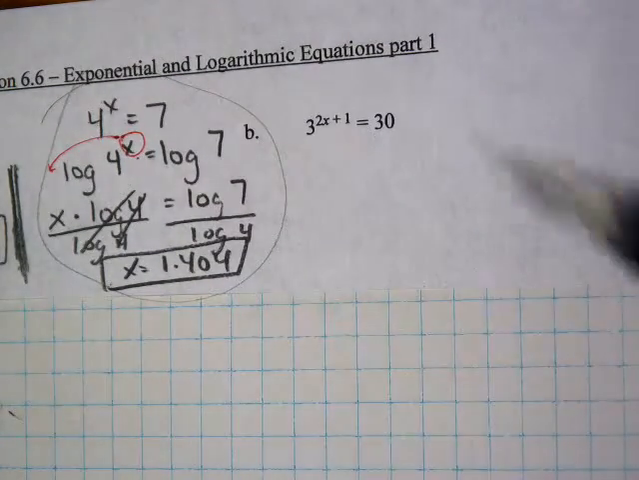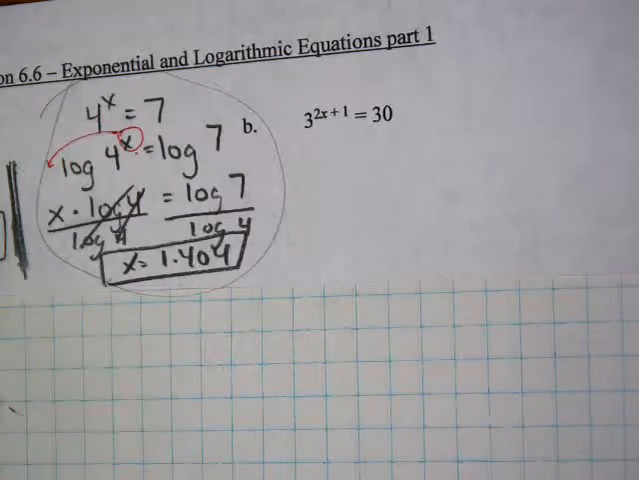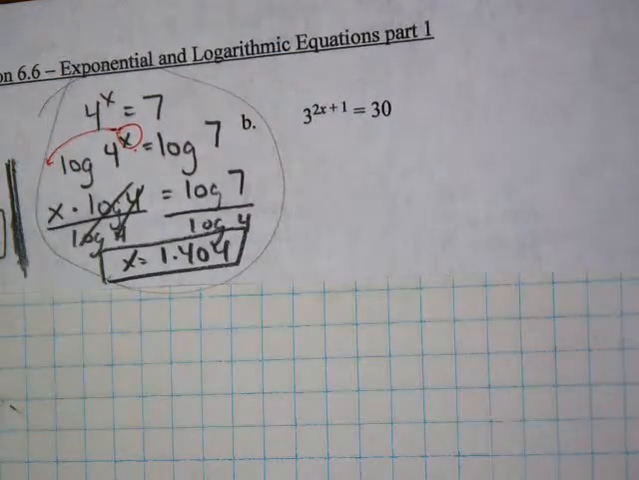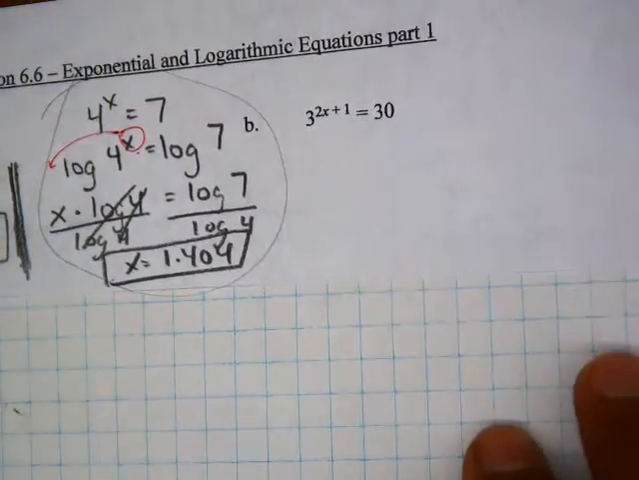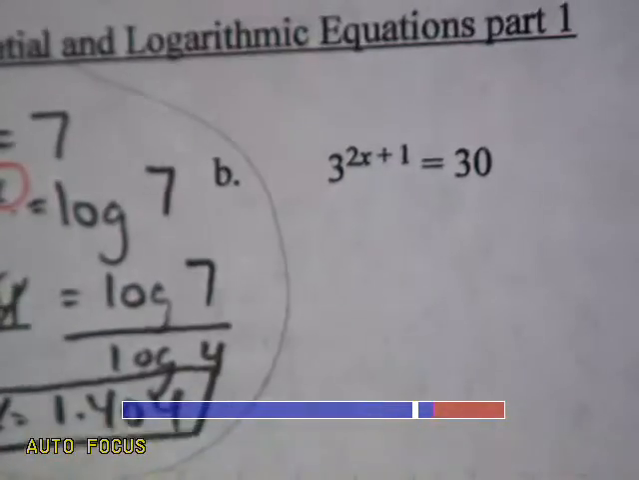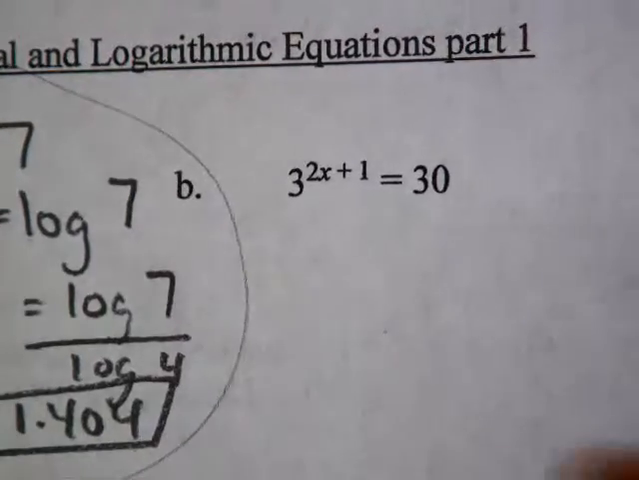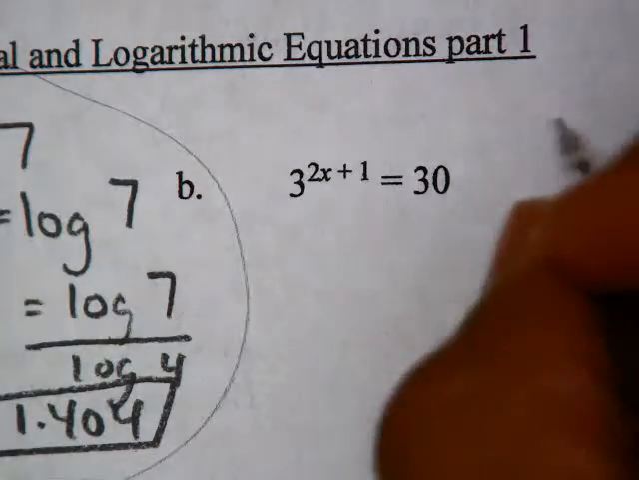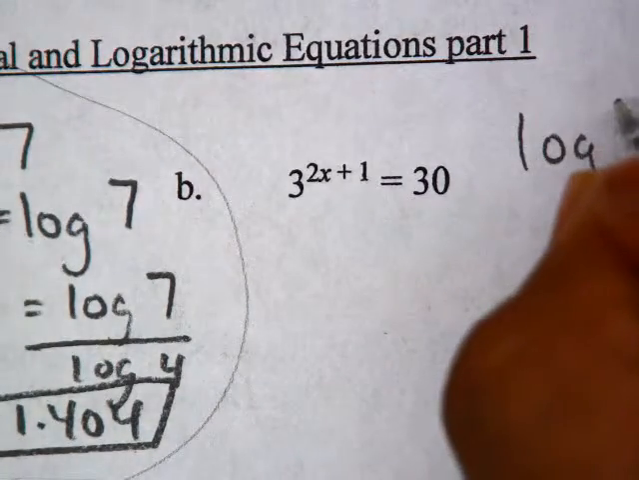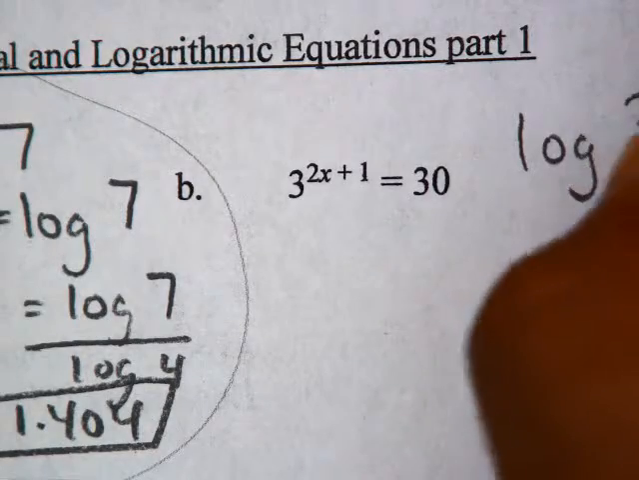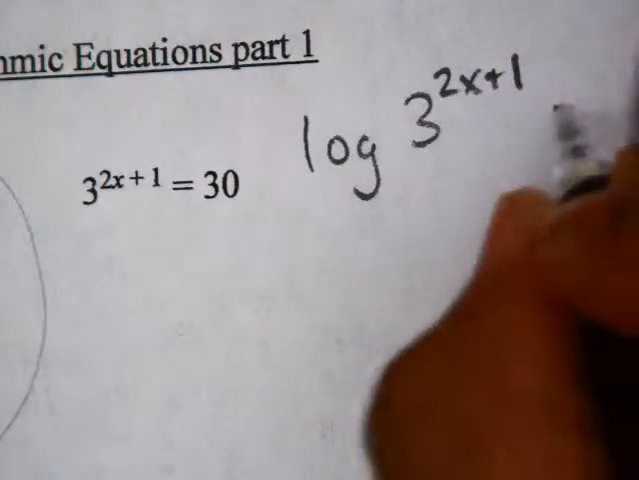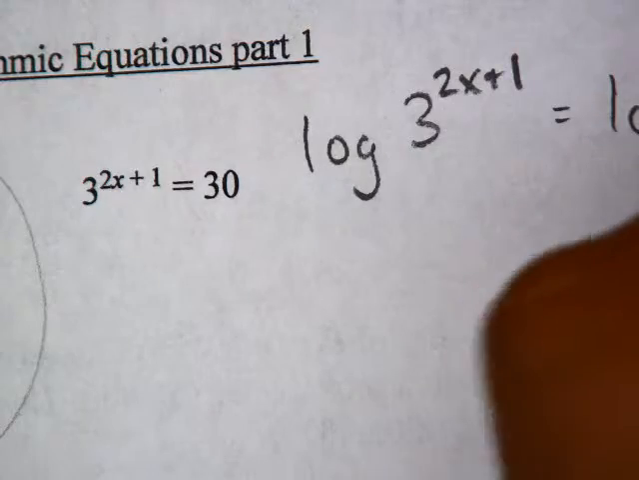So in part B, I have 3 to the 2x plus 1 equals 30. I may not want to rewrite it because that's a lot messier to rewrite. So I'm trying to get x by itself. What should we do first? Yeah, so we're going to put log in front of everything. So this is log base 10 of 3 to the 2x plus 1 equals log base 10 of 30.